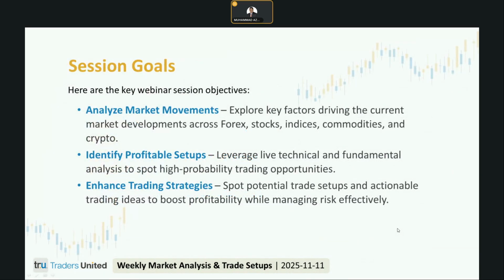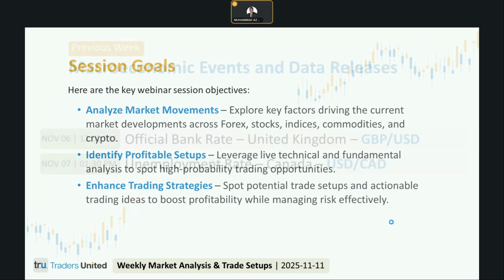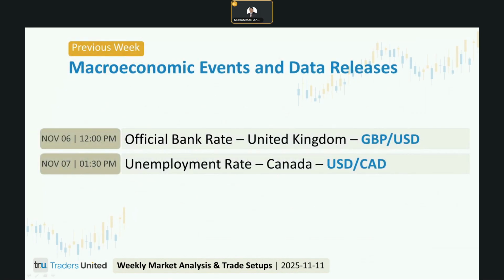These are the session goals. Let me talk about macroeconomic events and data releases. I am going to cover previous week fundamental analysis. The first one is the official bank rate, United Kingdom, and I'm going to discuss the GBPUSD currency pair. Next one is the unemployment rate related to Canada, and I'm going to discuss the US dollar versus Canadian dollar currency pair.